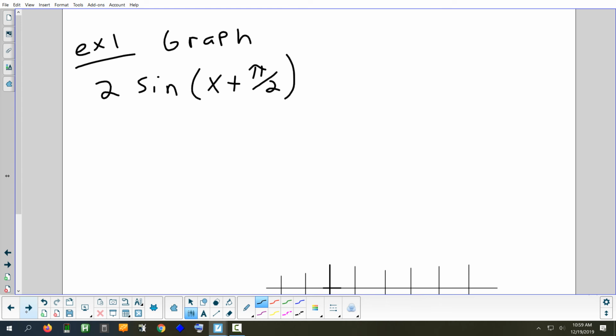Just make sure we know what they're doing first. What's the plus pi over 2 going to do? What kind of transformation? Phase shift. Yep. And what's the 2 going to do? Chris? Yep. Vertical stretch. All right. So we have to do them in that order. So for now, pretend like the 2 is not even there. So the first problem we're going to do is sine (x plus pi over 2). I'm just going to do that problem. We'll come back to the 2 after.